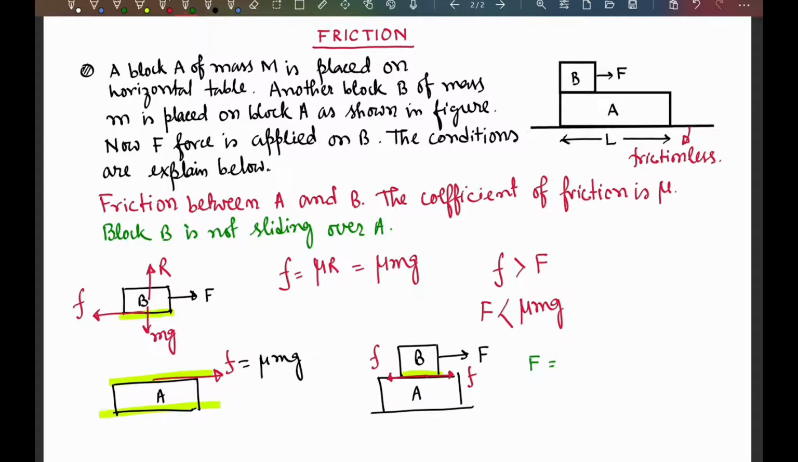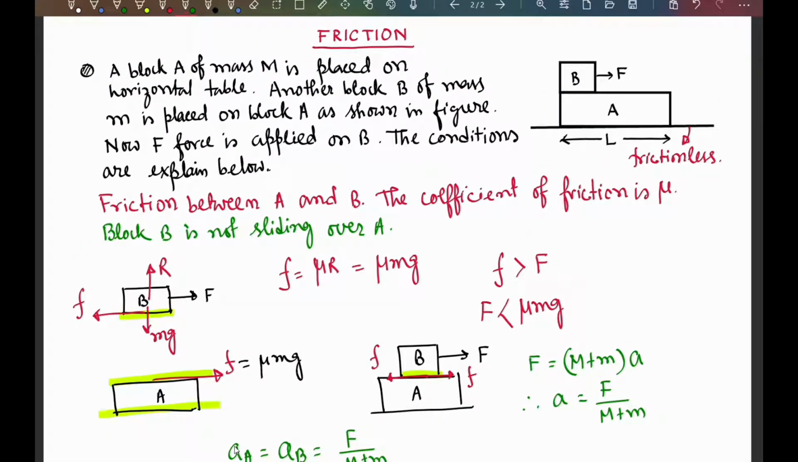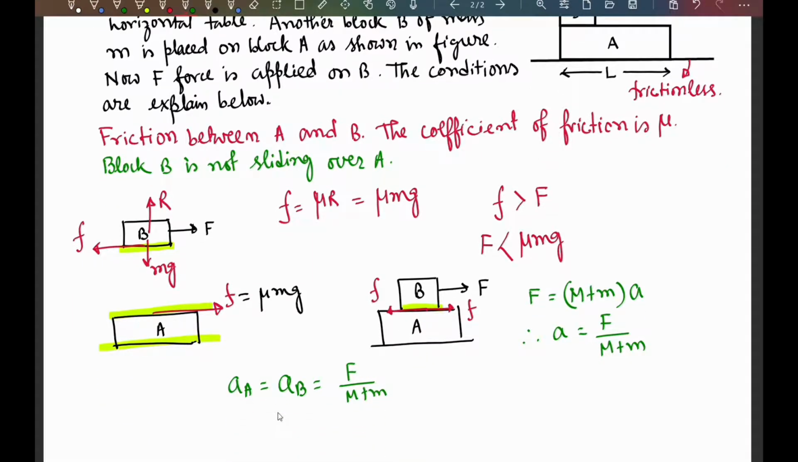And this force moves the body, that means it moves block A and block B together. So F is equal to M plus m into acceleration. Therefore, a is equal to F by M plus m. So this acceleration is the same for block A and block B. So the acceleration of A is equal to the acceleration of B, that is F by M plus m. Therefore, this is the condition whenever the force is applied only on block B and block B remains stationary on block A, and there is no frictional force between A and the table: both the blocks move with the same acceleration, that is F by M plus m.